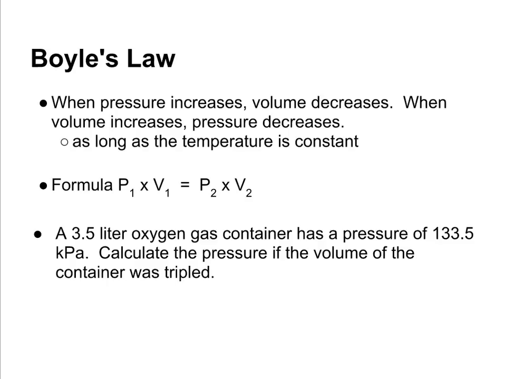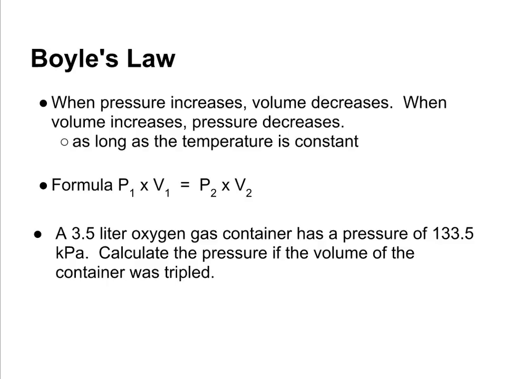In the formula for Boyle's Law, P1 times V1 equals P2 times V2. So pressure times volume equals pressure times volume. But we'll solve an example problem using Boyle's Law. A 3.5 liter oxygen gas container has a pressure of 133.5 kilopascals. Calculate the pressure if the volume of the container was tripled.